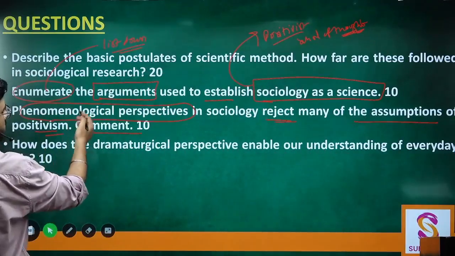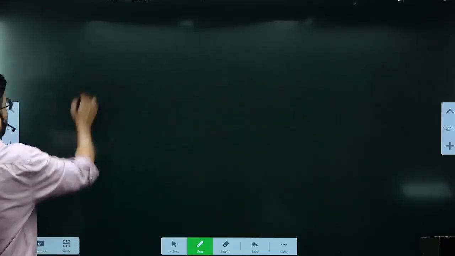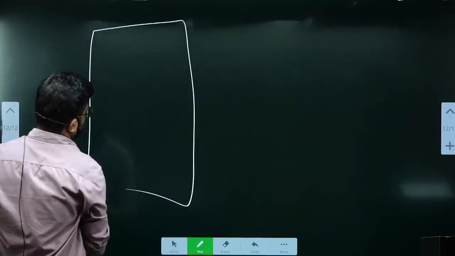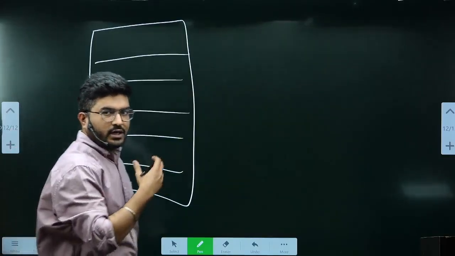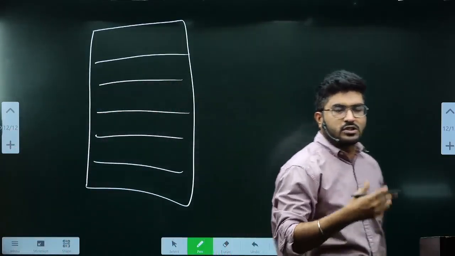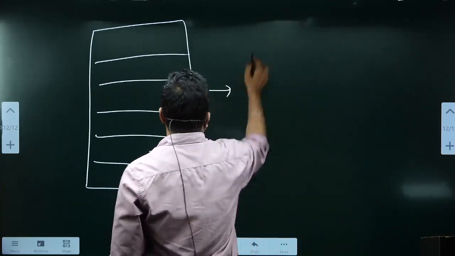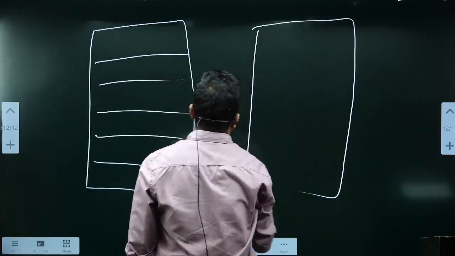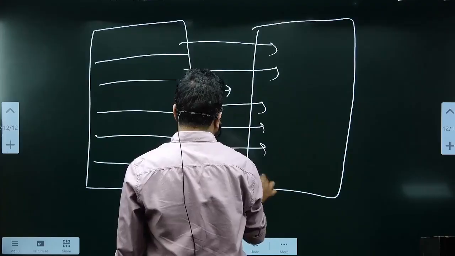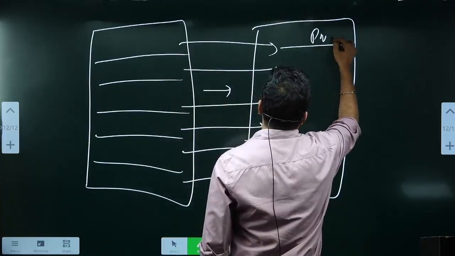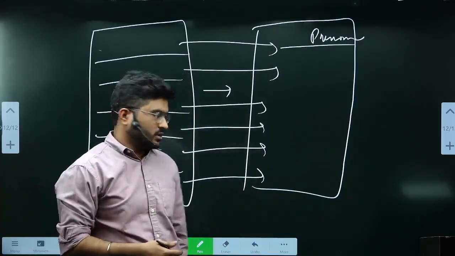What is the question? Phenomenological perspective in sociology rejects many of the assumptions of positivism. So write down the assumptions of positivism: objectivity, quantifiable nature, positive epistemology, etc. Then, in the table itself, make another table where you will show how we reject these connotations from the phenomenological school of thought. Okay, it will give a good structure to your answer.